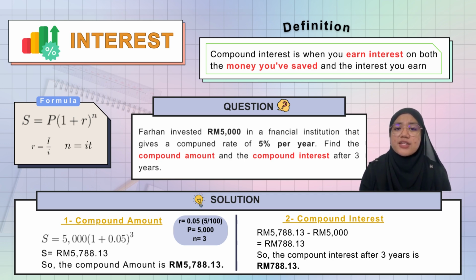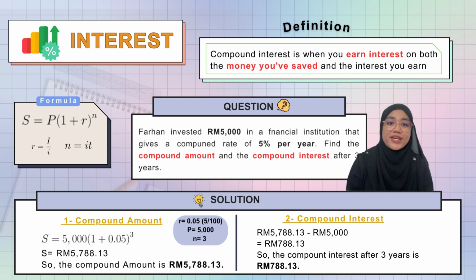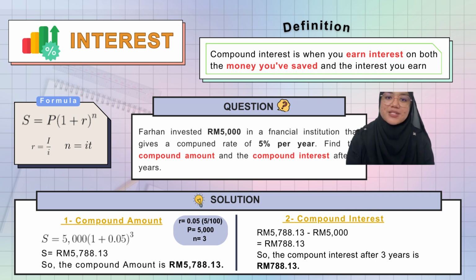R is 5% divided by 100% equals 0.05. Then if we follow the formula, 5,000 times in bracket 1 plus 0.05 to the power of 3, we'll get the answer, which is 5,788 ringgit 30 cents. Next we will find the compound interest. It's simple. We just subtract 5,000 from the compound amount, 5,788 ringgit 30 cents, and we get the answer 788 ringgit 30 cents. So that is the answer for compound interest. I will pass to the next presenter.